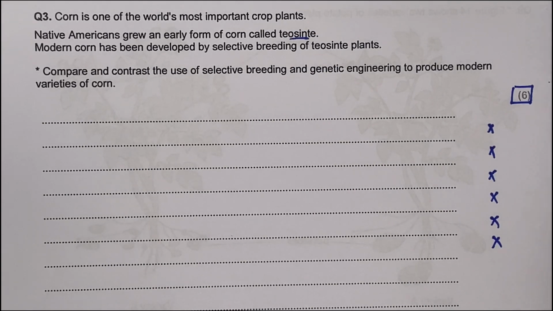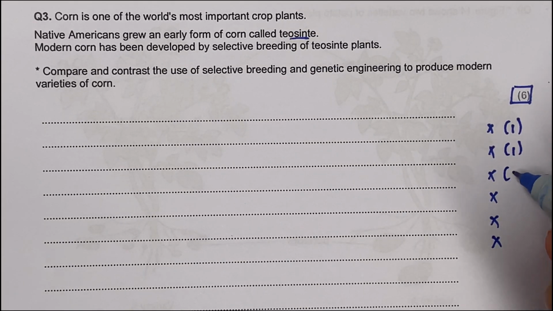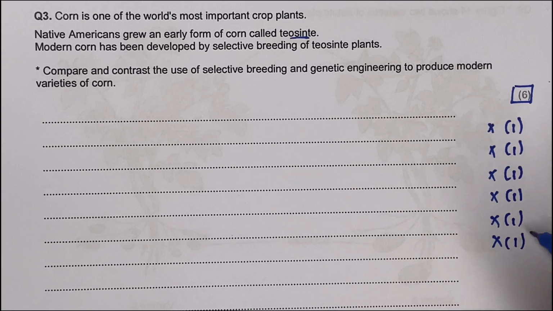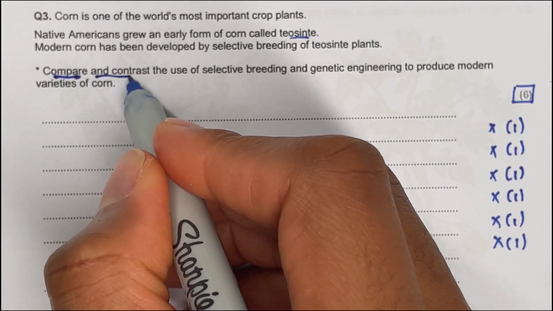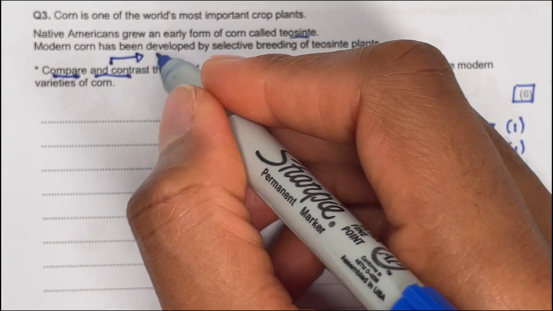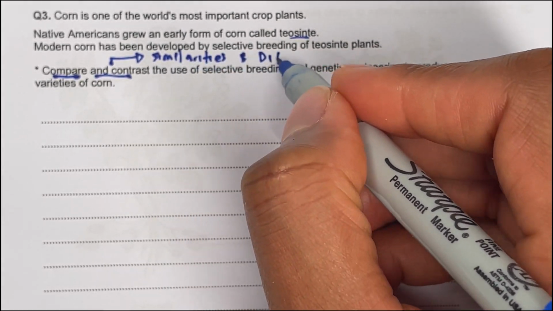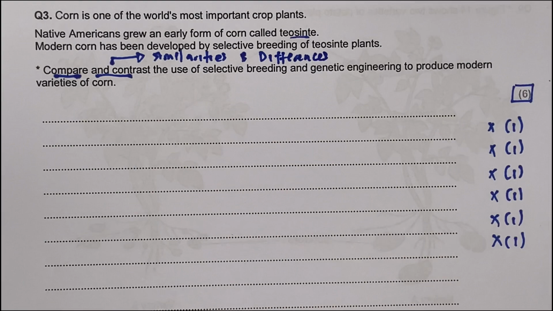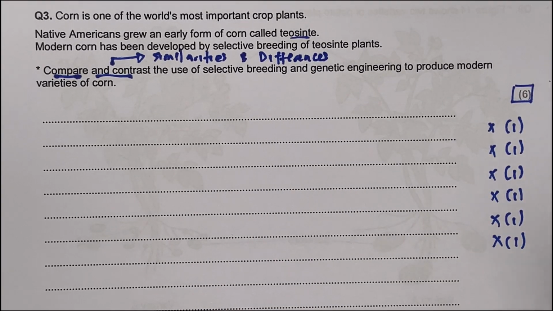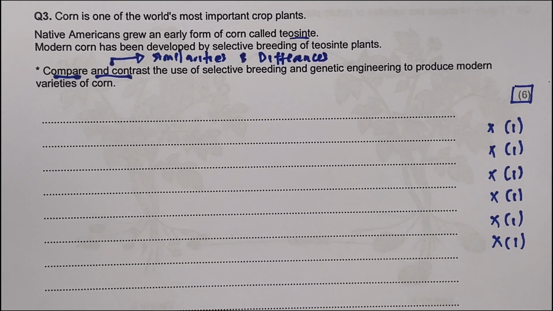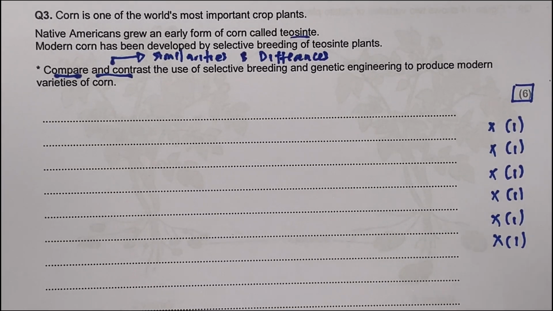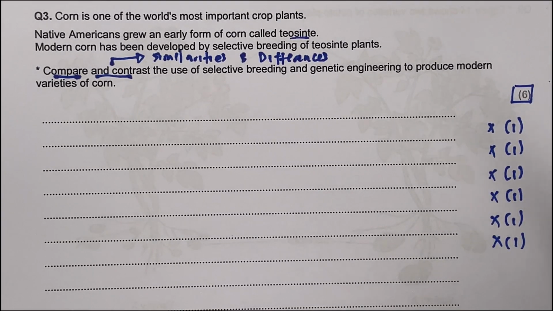Step 2. The keyword. What does it mean? The keyword is compare and contrast. These mean similarities and differences. So essentially it's asking me what are the similarities and differences between the use of selective breeding and genetic engineering to produce modern varieties of corn. That's basically what it's asking me.